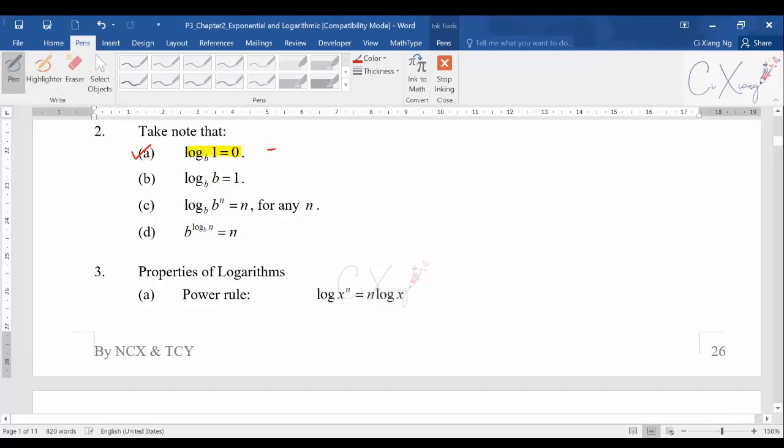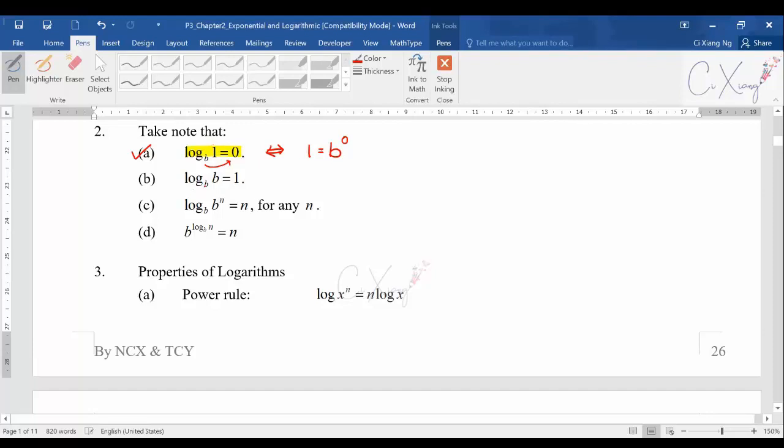Why is it always equal to 0? Because if you change it back to the exponential function, then you will see it. So b is the base. You bring it over, so 1 will remain, and b becomes the base, and the 0 becomes the power. Any value to the power 0 is always equal to 1. So it is also true for the log function like this.